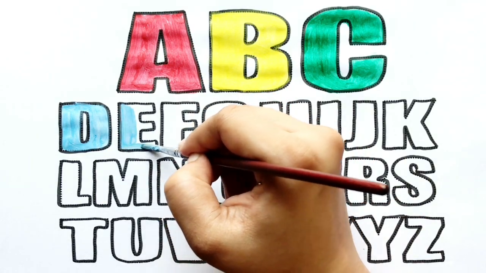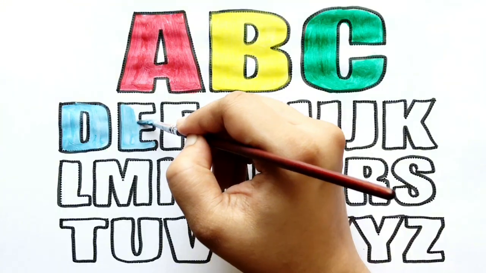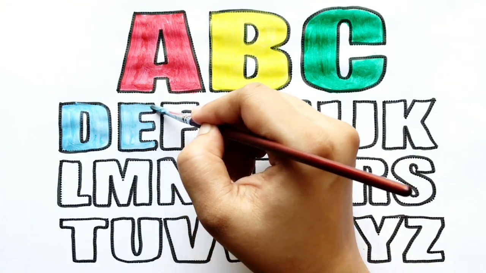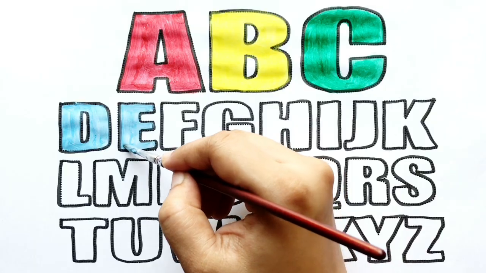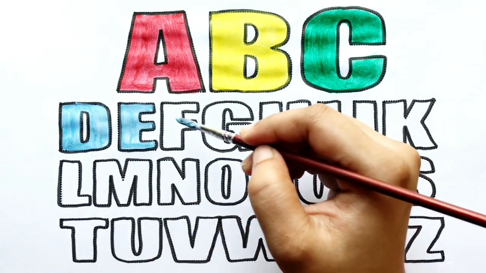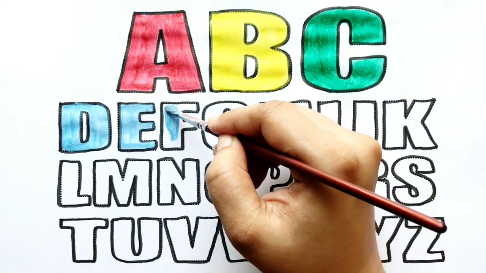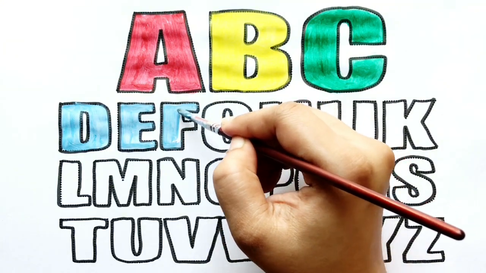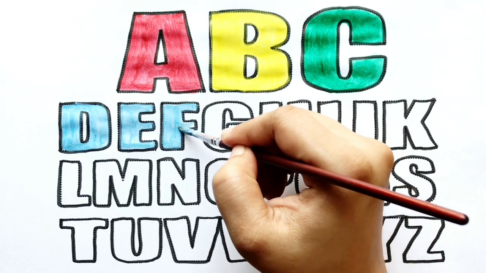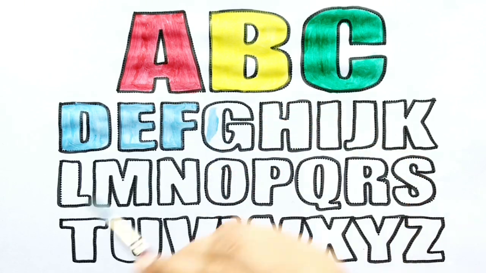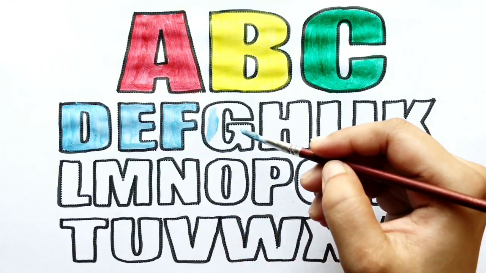Next time, won't you sing with me? A, B, C, E for elephant. F, G, H, I, J, K, L, M, N, O, P, Q, R, S, T, U, V, W, F for frog. Y, and Z. Now I know my ABCs.